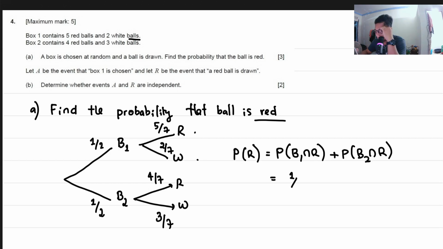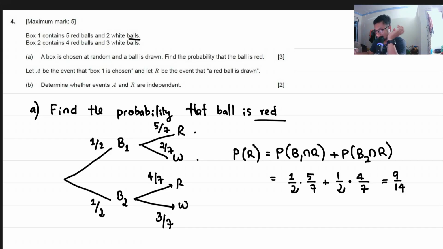It's going to be 1/2 times 5/7, plus 1/2 times 4/7. So I think it's going to be 9/14, isn't it? Yeah. So this is the answer, which means getting red. When you say red, you might think, red from where? From which box? So it can be box 1 or box 2. Okay? Something like that.